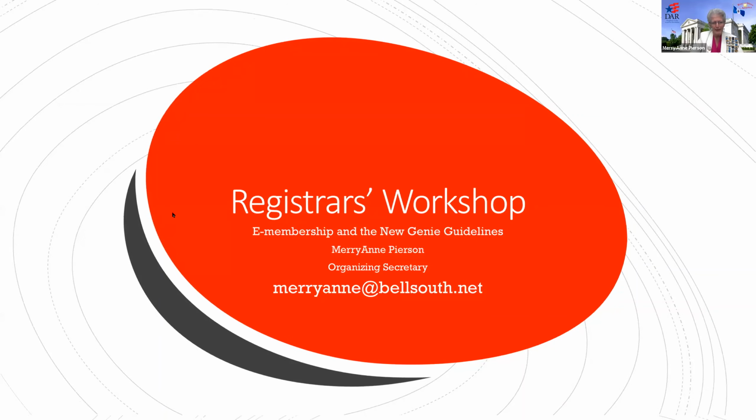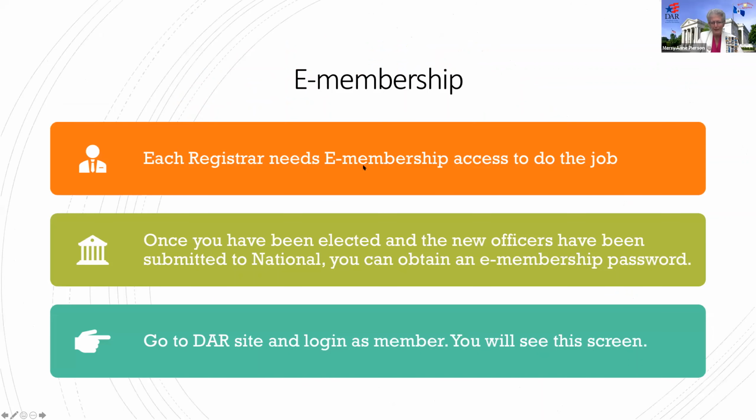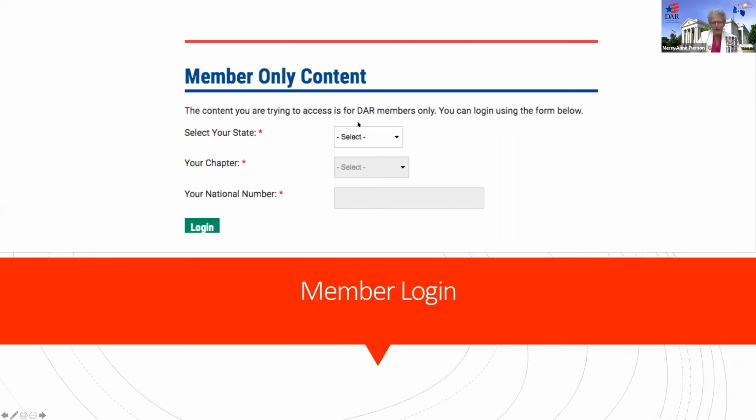E-membership is required for each new registrar, and many of you have been registrars for a long time, just like I have, and you know what's there. But once you've been elected and the new officers have been submitted to national, you can get a password, and you go to the DAR website and log in as a member. So for us, we select Tennessee, chapter in there, your national number, and it lets you log in.